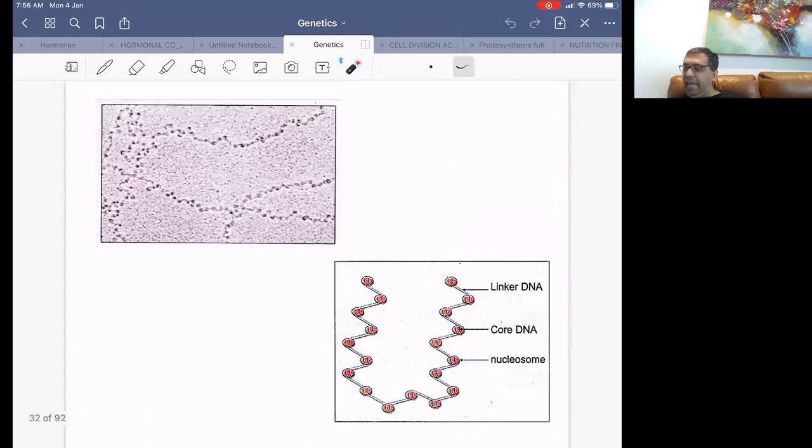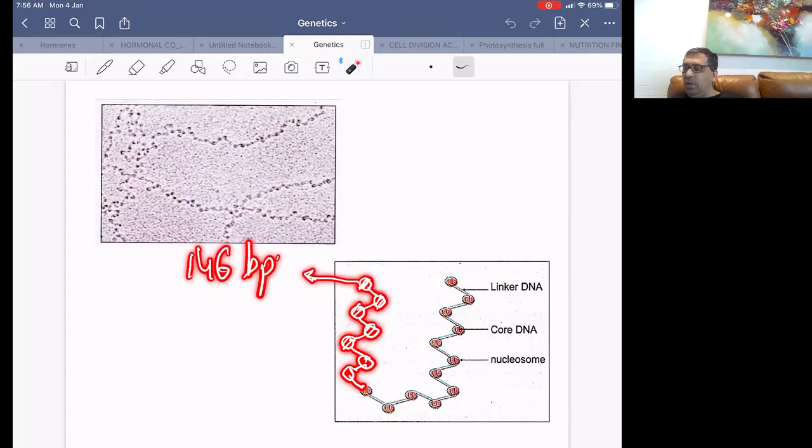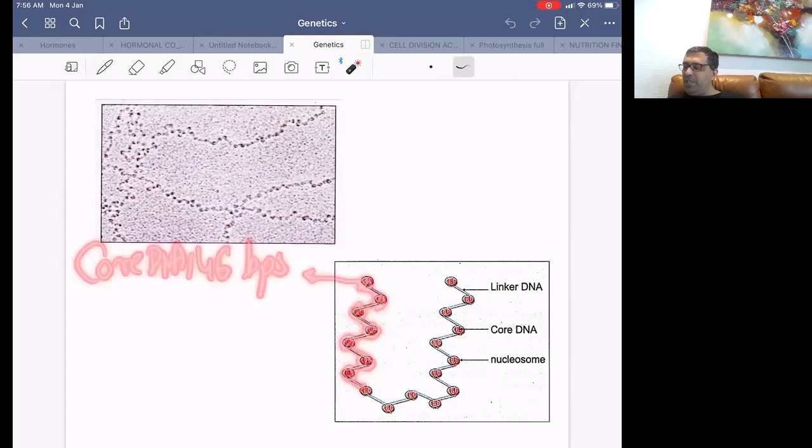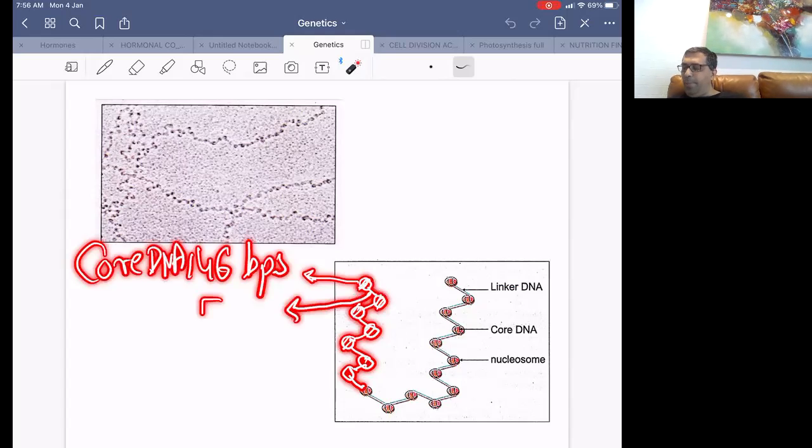So if we look at the thread again, this is bead string, bead string, bead string. How many turns of DNA here? 1/3 turn, 1/3 turn, 1/3 turn. How many base pairs in 1/3 turn? 146 base pairs. And what is that called as? The core DNA. और बीच में string is 54 base pairs, and that is called linker DNA.